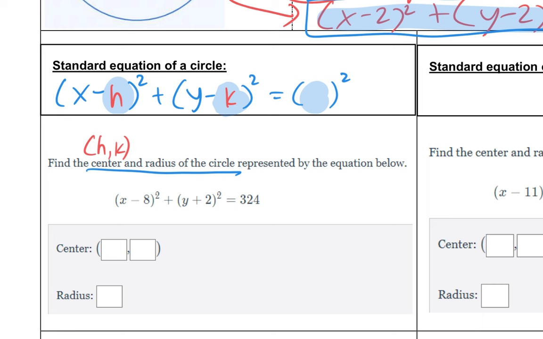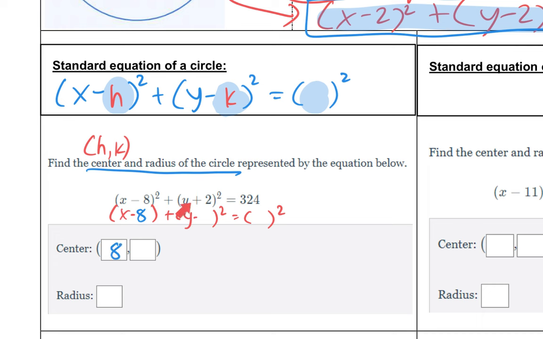Okay, so let's see how we would figure that out. So we're going to think of this as x minus some value, plus y minus some value squared, equals something squared. So we're asking ourselves, what's being subtracted here? Is it 8 or negative 8? What's being subtracted is 8. So that's going to be our center, the x value of the center.